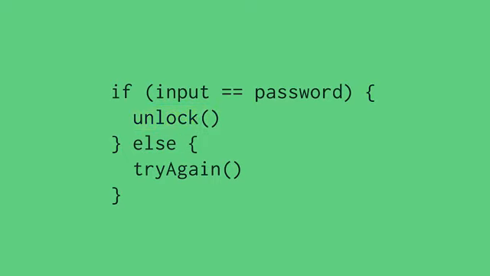But what if the input doesn't equal the password? Then the if statement will evaluate to false, and it will skip over the first set of curly braces and drop down to the else statement, and then execute whatever code is inside its curly braces. So, to summarize, we're saying if the user's input matches the stored password, unlock the phone. Otherwise, tell them to try again. And that's it. You just learned how to read a little bit of code.